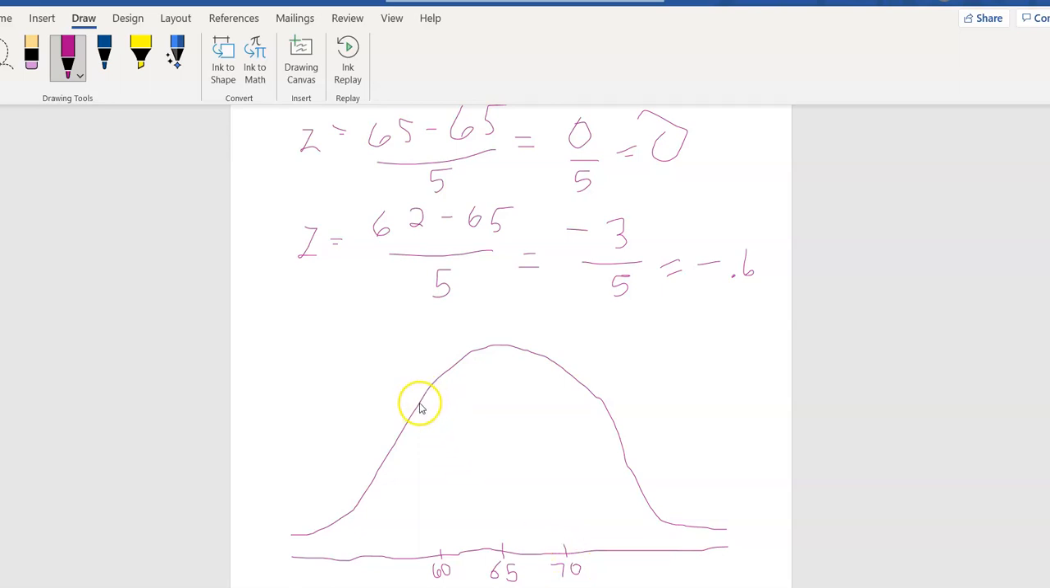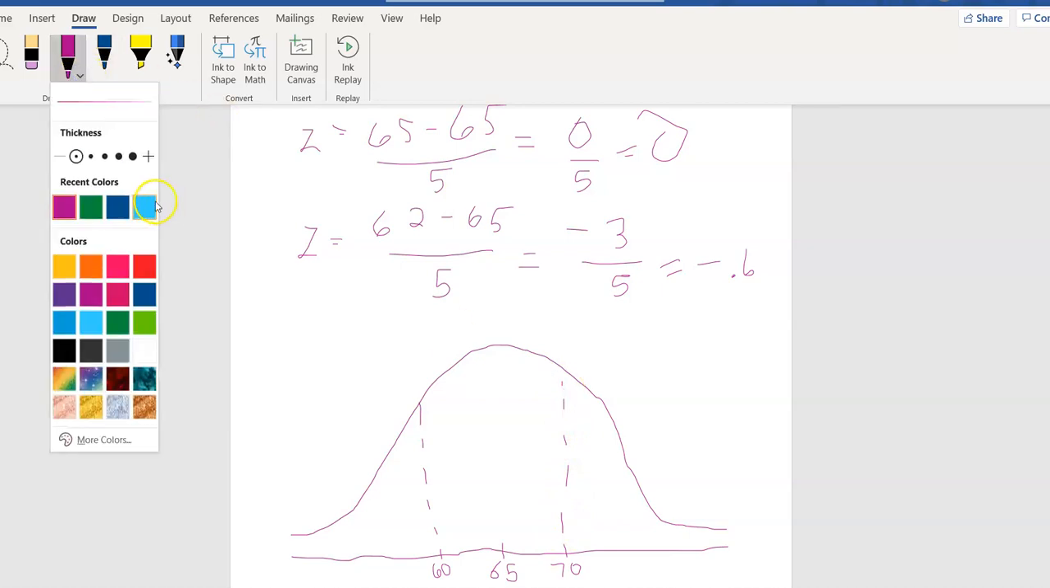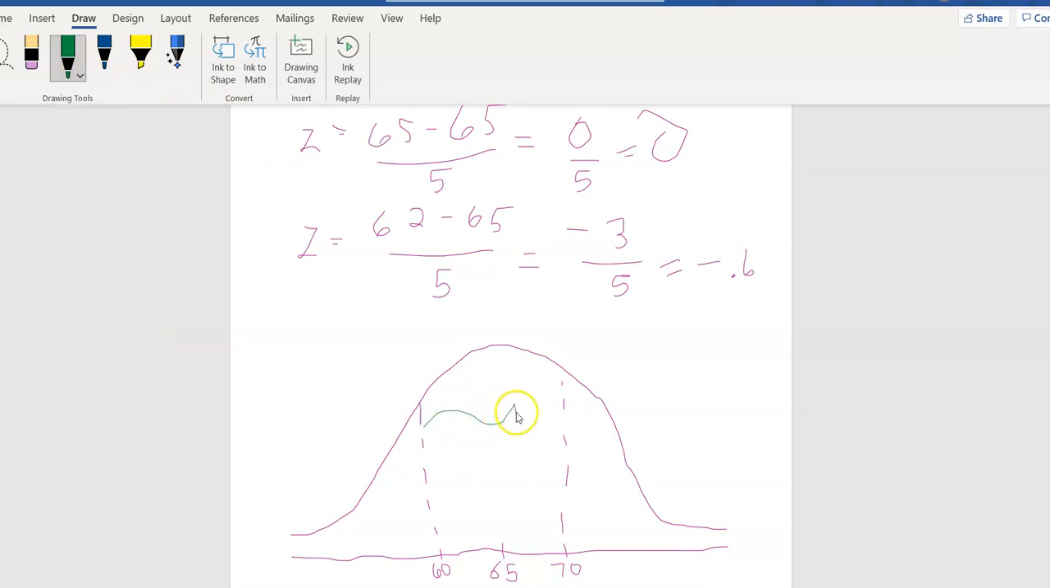All right, so our empirical rule says, and this should be nice and symmetric, but of course, since I'm drawing with this draw feature, it's not necessarily nice and symmetric. All right, but between here and here, 68% of the women should fall. Okay, so 68% of women that we come across in general should fall between 60 and 70 inches in height.